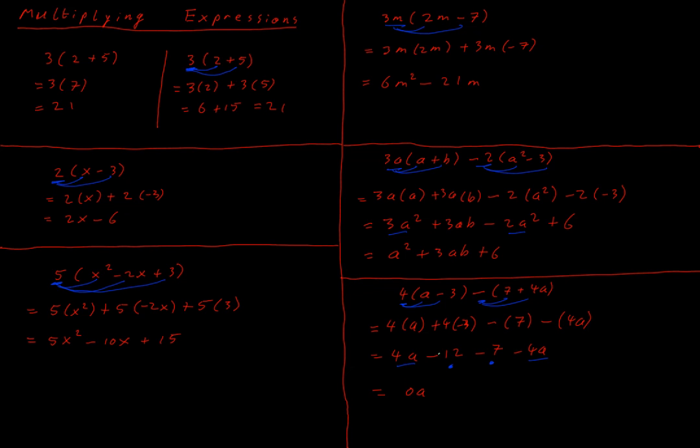And I have minus 12 minus 7 will give me minus 19. But I don't tend to bother writing down when I have nothing of something, because there's loads of things I have nothing of. I also have no b's in this, but I don't bother writing down 0b. So when I have 0 of something, I tend to not bother writing it down, and I just have minus 19 as my final answer. And that's what we need for multiplying our expressions.